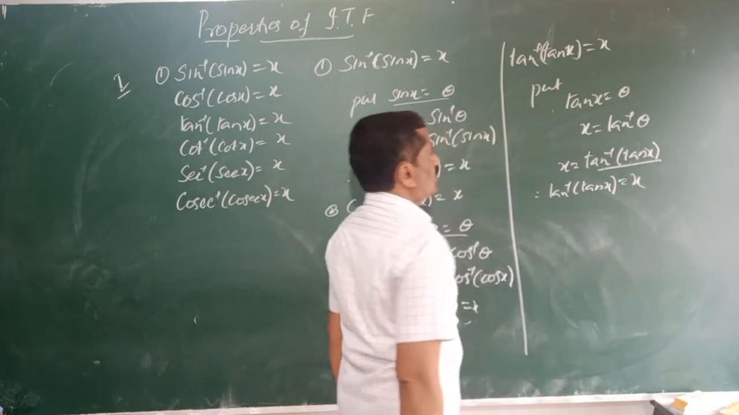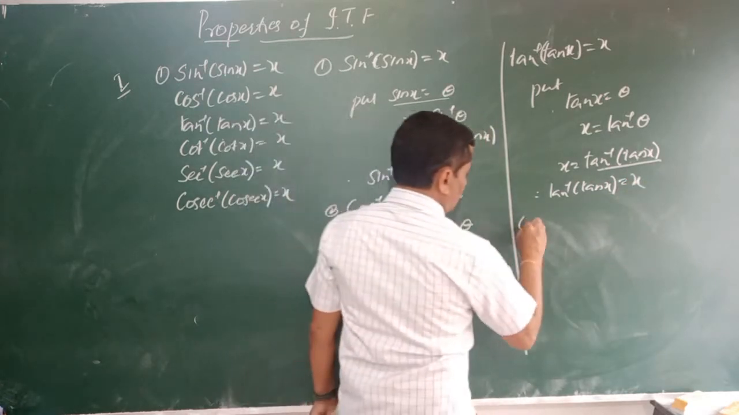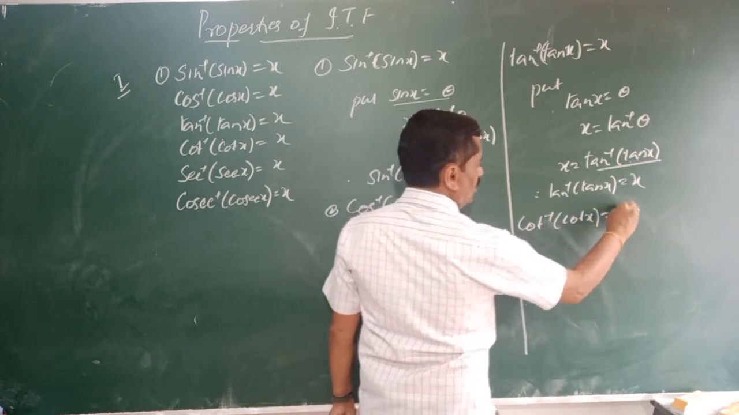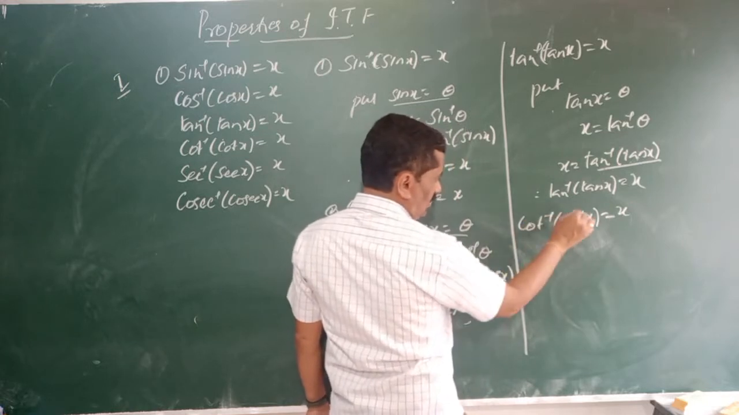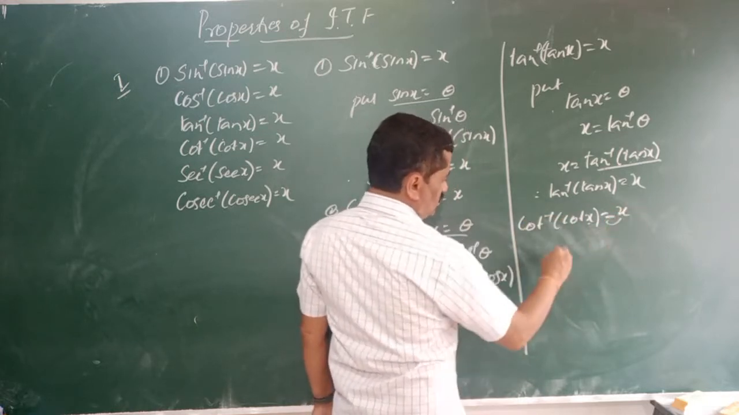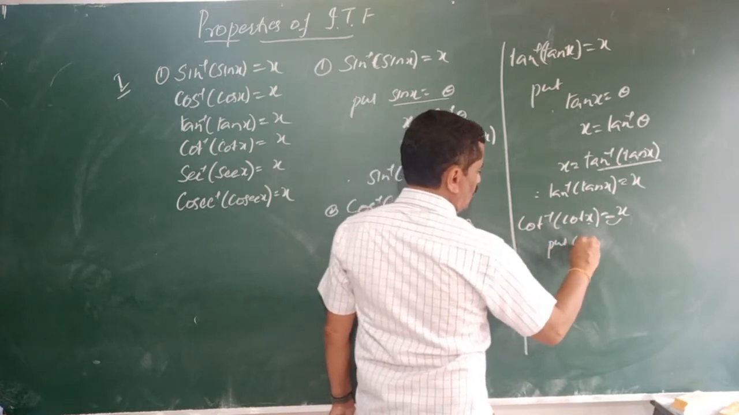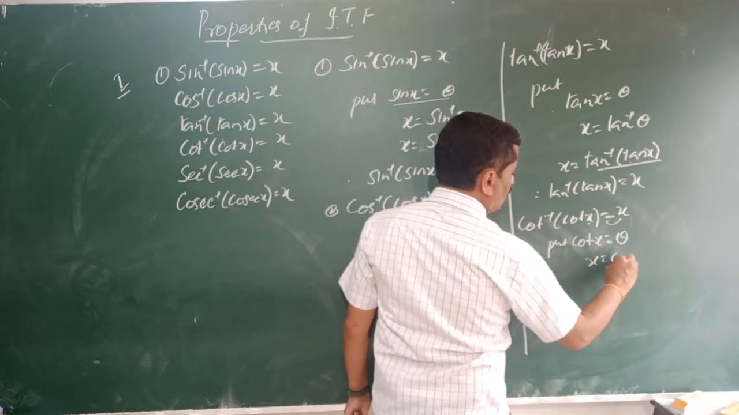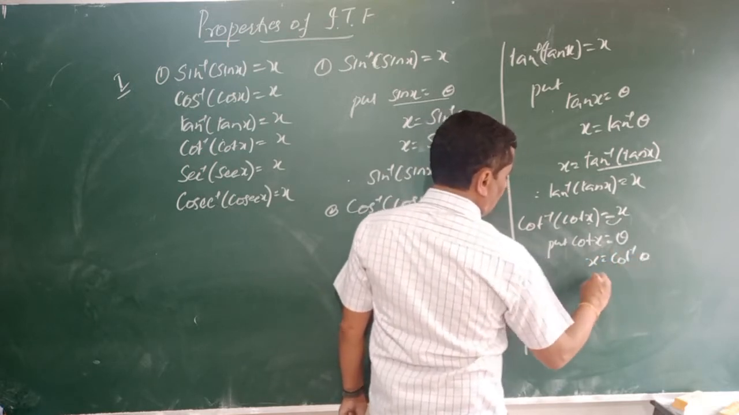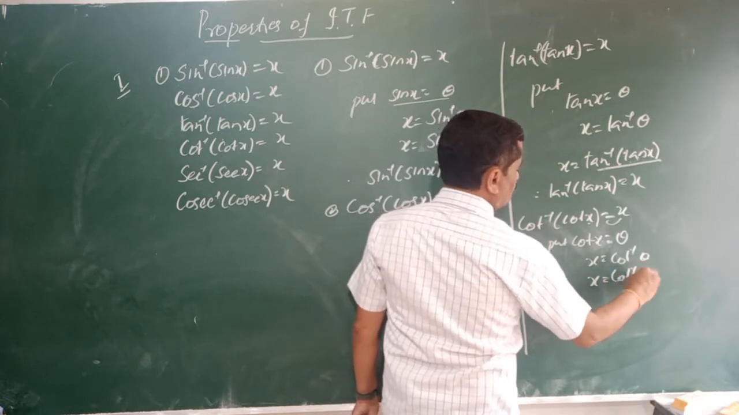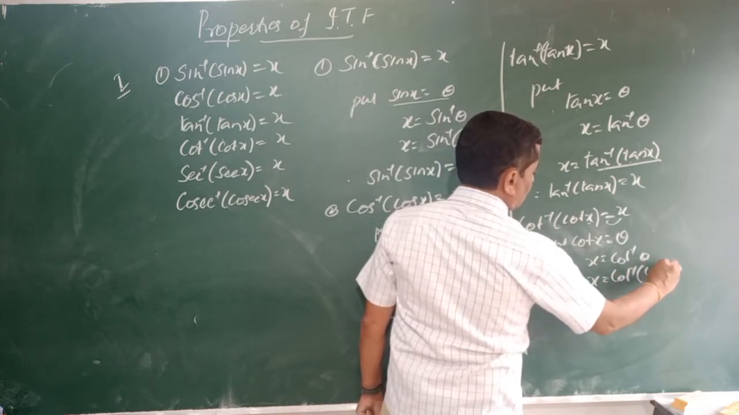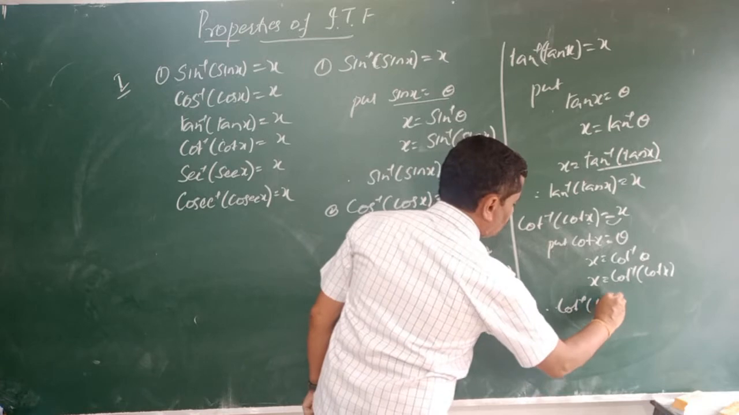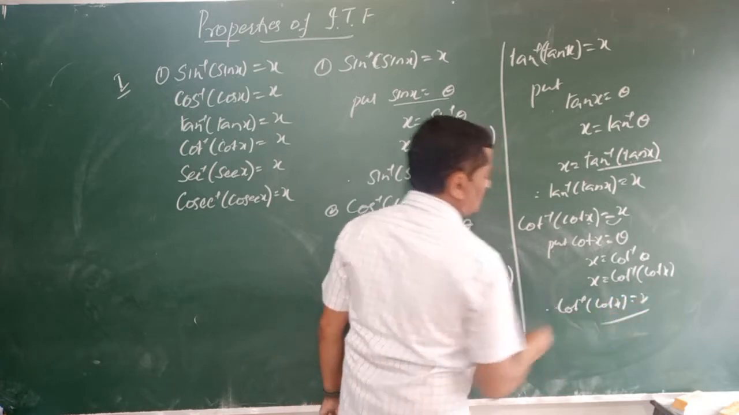Next one we have cot inverse of cot x is equal to x, that is cot inverse and cot get cancelled, the remaining value is x. So once again put cot x is equal to theta. What is x? x is equal to cot inverse of theta. Again x is equal to cot inverse of theta value, that is cot x. Therefore, cot inverse of cot x is equal to x, hence proved.